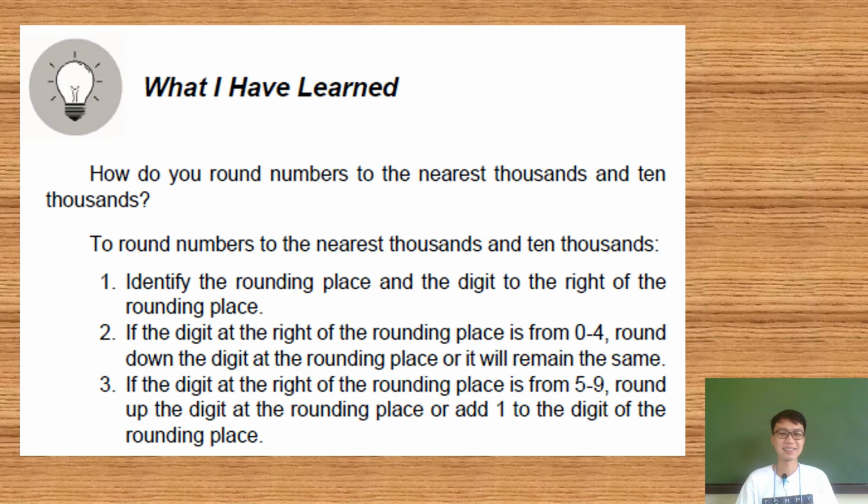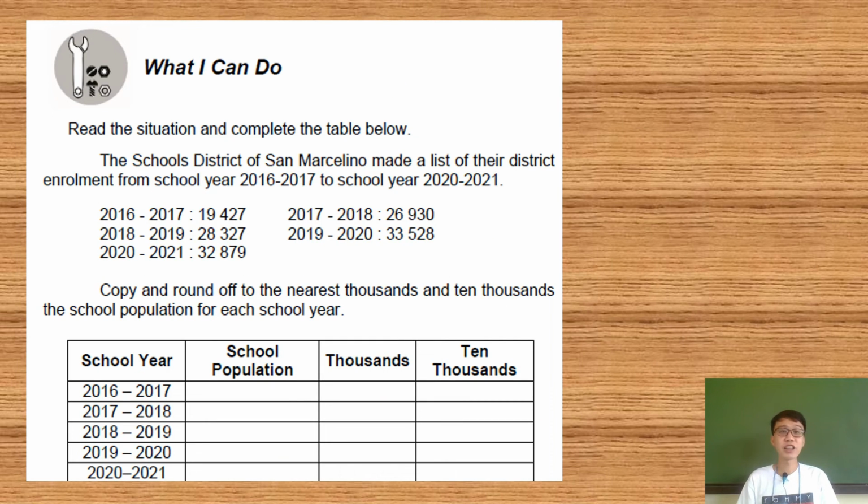Read the situation and complete the table below. The school district of San Marcelino made a list of their district enrollment from school year 2016 to 2017 to school year 2020 to 2021. Copy and round off to the nearest thousands and 10,000s the school population for each school year. I'll give you a few minutes to finish this activity.